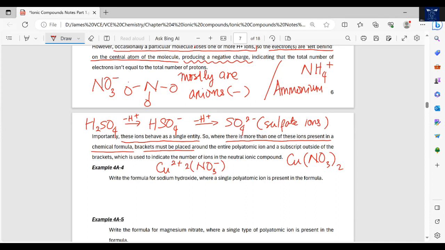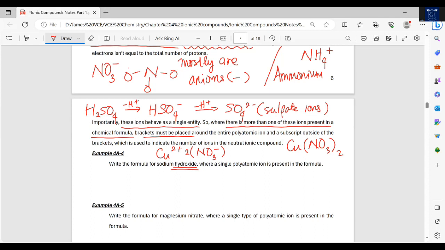Okay, one of the common polyatomic ions is hydroxide. Sodium hydroxide is your caustic soda. It's the one that you use in your bakery. So if you eat bread, then you are eating that one as well. And then it's also included in detergent, partly.